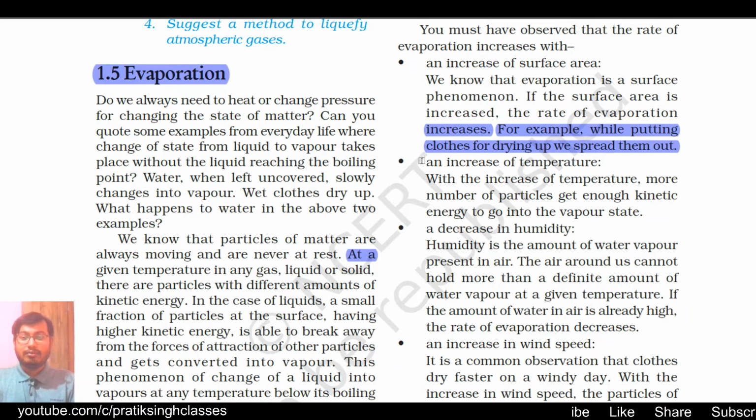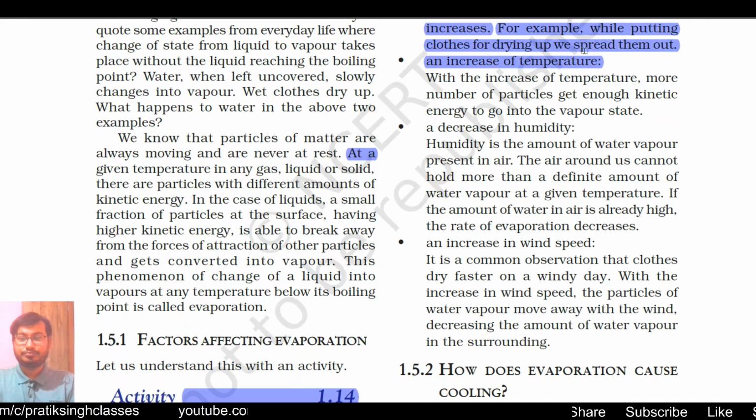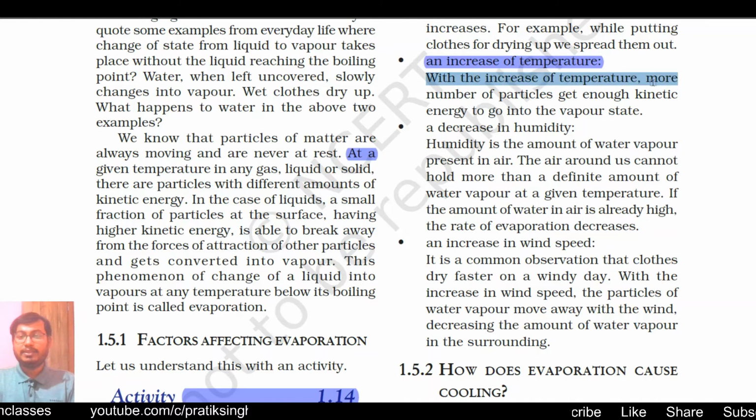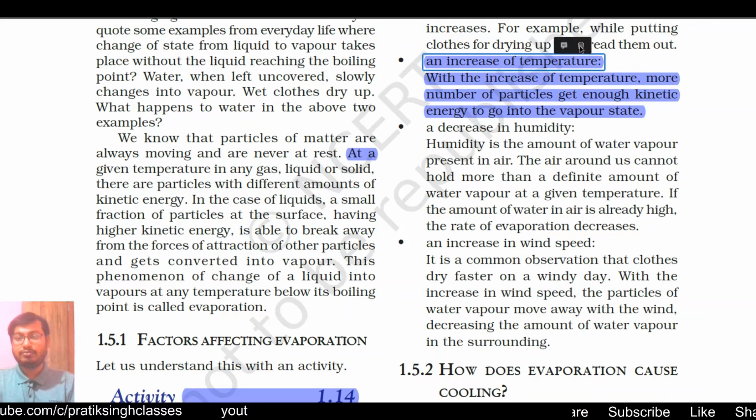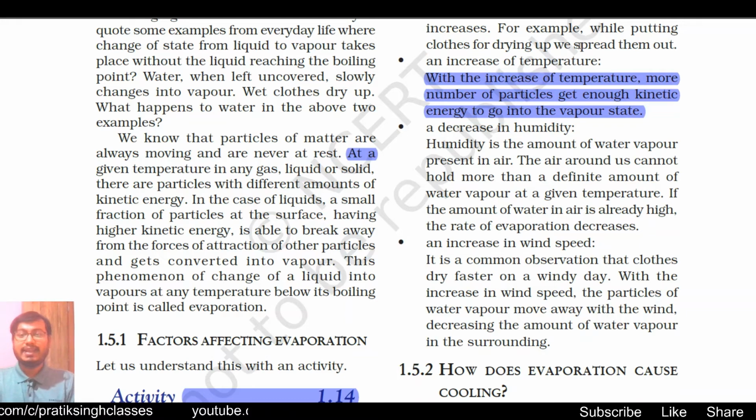What happens when temperature increases? What is the effect of an increase in temperature on evaporation? With the increase of temperature, more particles get enough kinetic energy to get into the vapor state. When we increase the temperature of water or any liquid, its kinetic energy increases, and the higher the kinetic energy, the higher the rate of evaporation.